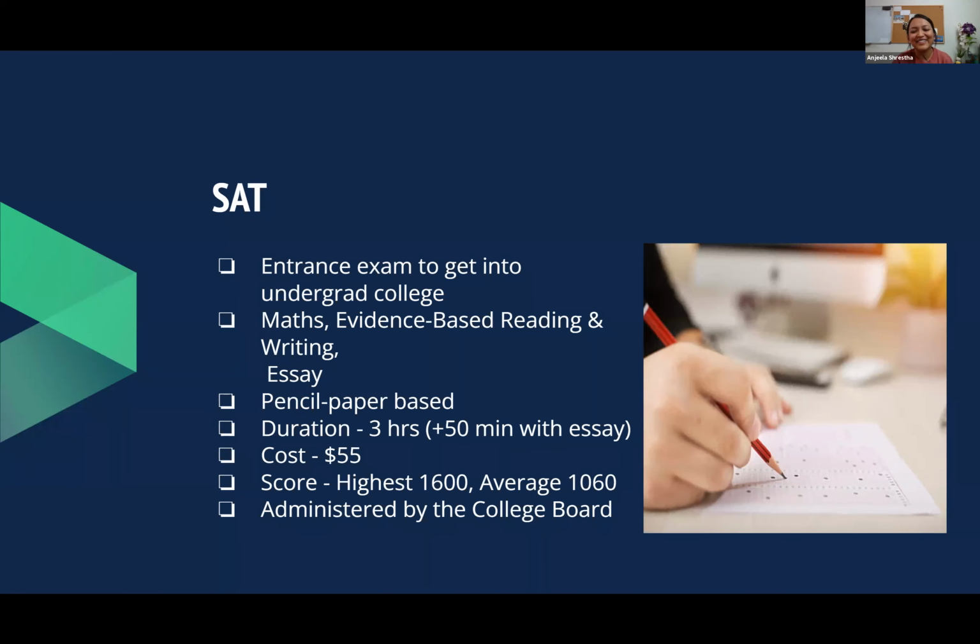Okay, thank you. So the cost for SAT is $55. The score ranges from the highest being 1600, and the average is 1060. The SAT is administered by College Board.